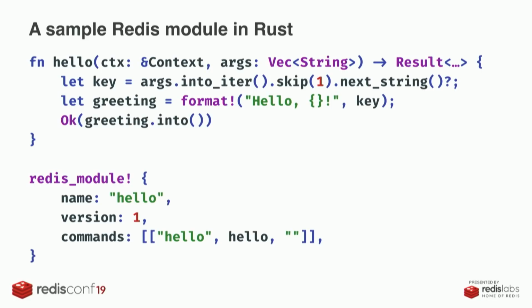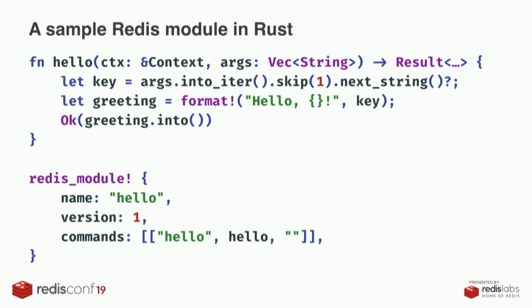So what we see here is a complete Redis module written in Rust. It can hardly get simpler than that. We have a function called hello. As we saw before, it gets the context and it gets the arguments as idiomatic Rust data types, and it returns a result. Inside, we do some stuff to retrieve the argument that we're interested in. I'm not going to talk about the syntax. It's very similar to other functional programming languages.